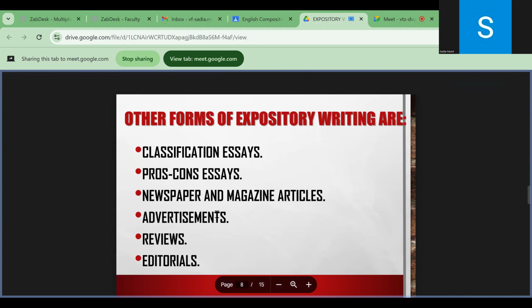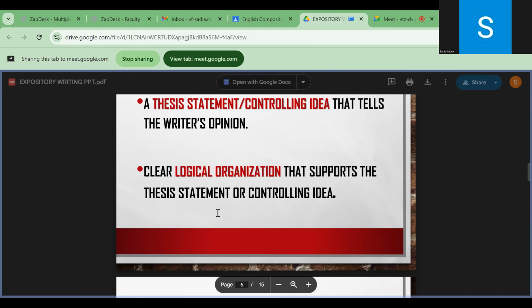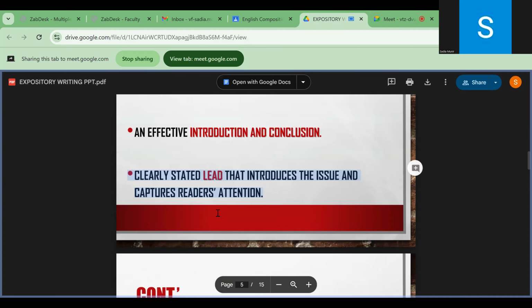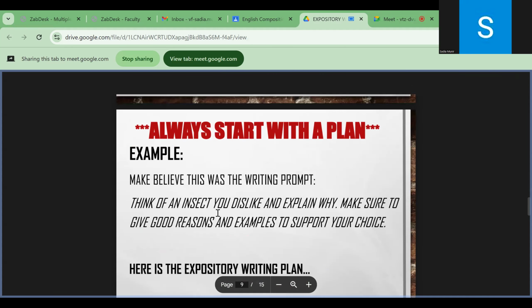And then other forms of expository writing could be classification essay, pros and cons essay, newspaper and magazine articles, advertisements, reviews, and editorials. But we are more concerned with the first 4 forms that we have discussed in detail, but there are others as well.